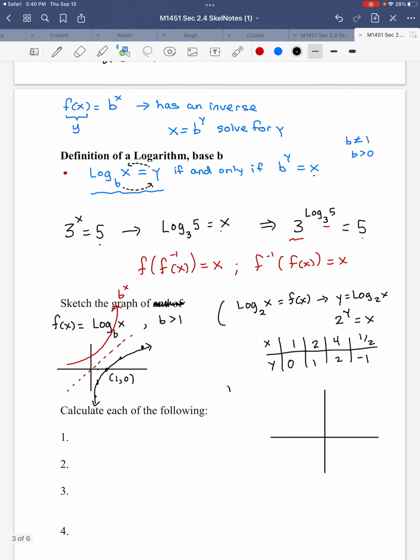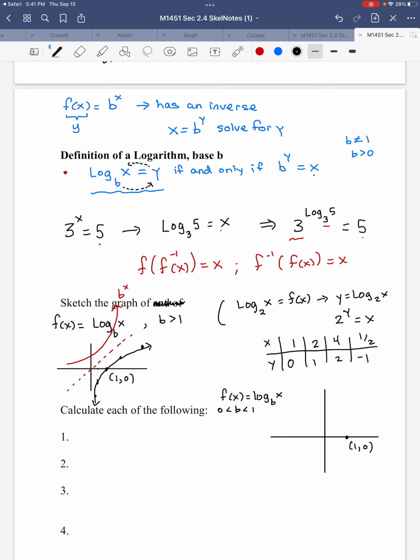So here's the graph of f of x is equal to log base b of x if the base is between 0 and 1. It is still going to go through the ordered pair 1, 0, because on every exponential function, we have the ordered pair 0, 1. Flip that ordered pair, and you go through 1, 0.